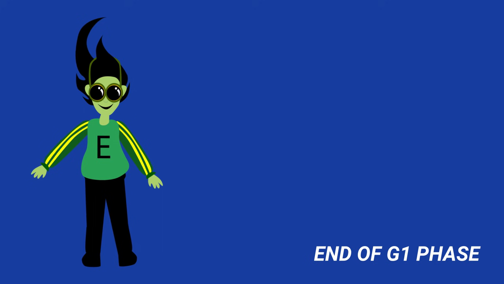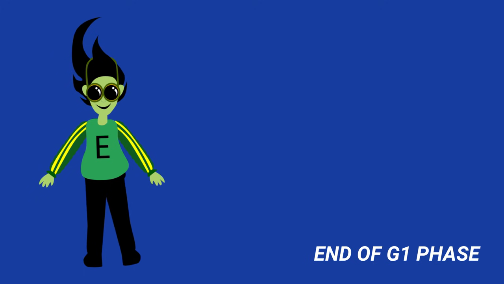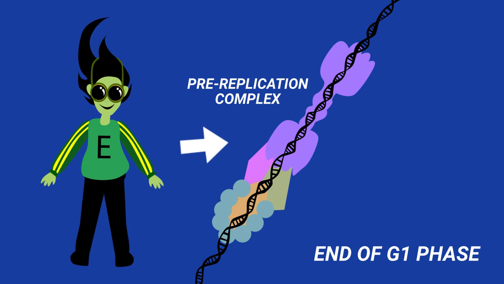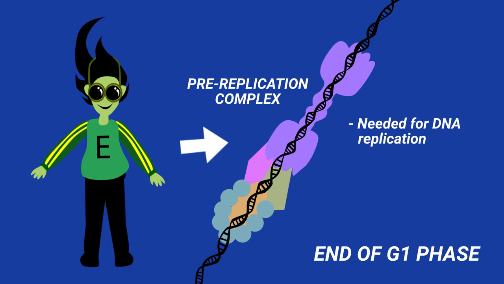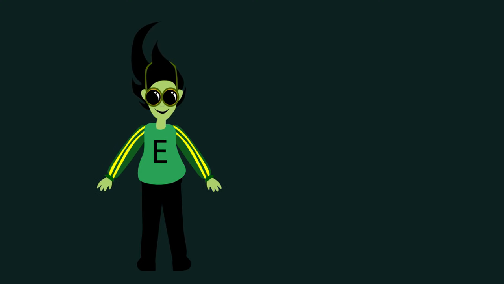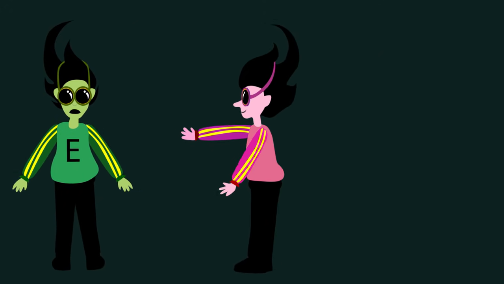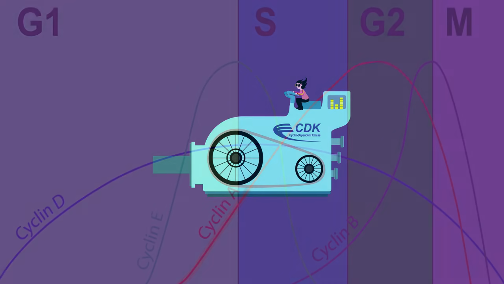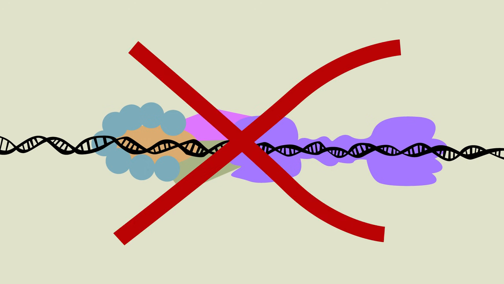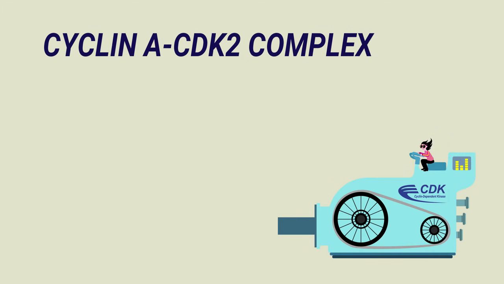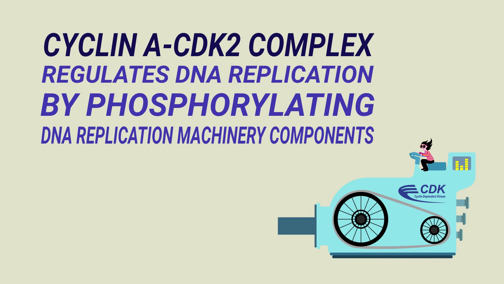Well, remember how cyclin E is around at the end of G1? One way in which it helps the cell move into S phase is by initiating assembly of the pre-replication complex. This complex is needed for DNA replication to occur and forms at the origin of replication. However, cyclin A also associates with CDK2 and replaces cyclin E. Once the cyclin A-CDK2 complex concentration reaches a critical threshold, assembly of the pre-replication complex is terminated. The cyclin A-CDK2 complex also regulates DNA replication by phosphorylating certain DNA replication machinery components.